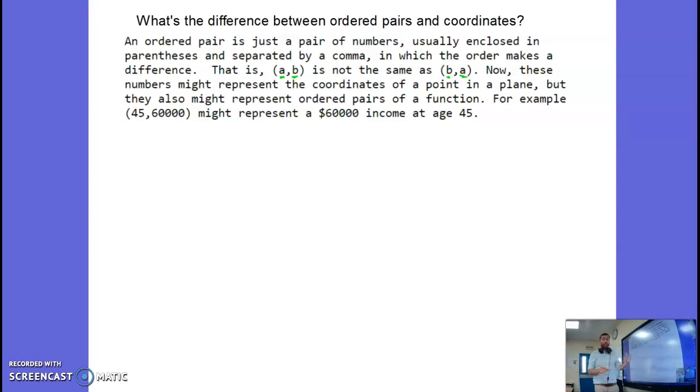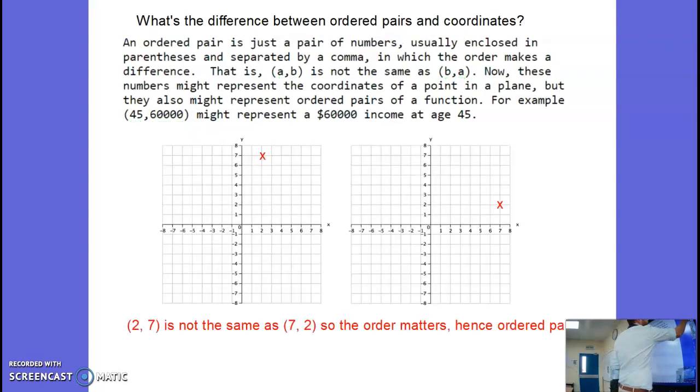Now, they might be coordinates, but they might also be some other inputs and outputs that are in the right order. For example, here, if we had this ordered pair, that input might be an age, and the output might be an income at that age. So, they're very closely linked. Coordinates are ordered pairs, and most of the time, if you see ordered pairs, they will often be talking about coordinates. Just to sum up though, (2, 7) is not the same as (7, 2). You can see on this coordinate grid, the order makes a difference. That's why they're called ordered pairs.